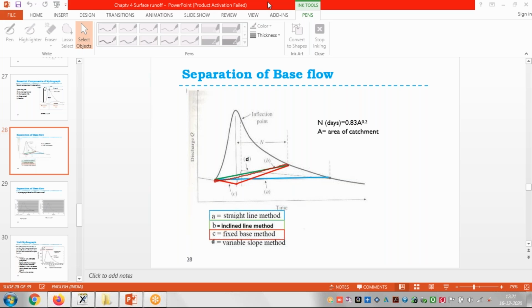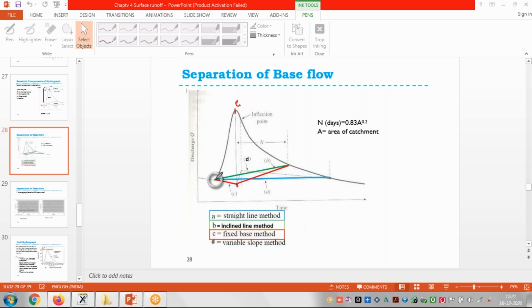This is one of the methods to find out the base flow. Another method is, we know this is the crest point or highest point. If we draw a vertical line, it will come somewhere here, right?